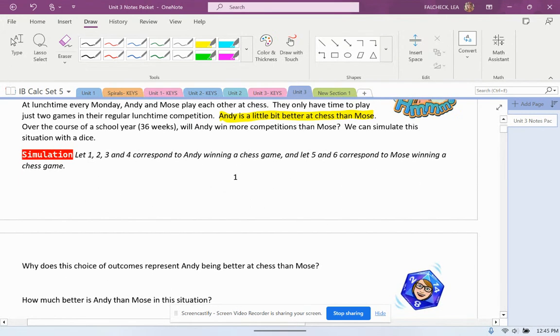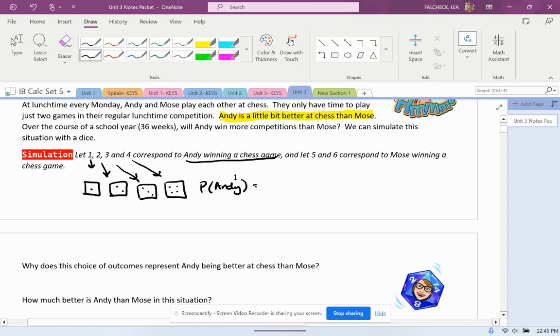So in the simulation, we're going to let 1, and these are referring to the faces on the die, right? So that's 1, that's 2, and then that's 3, 4, so on and so forth, right? Every time you see one of these 4 faces, that means Andy is winning a chess game, right? So his probability of winning, or the probability of Andy, would be 4 out of 6. Why 6? 6 sides on a die.